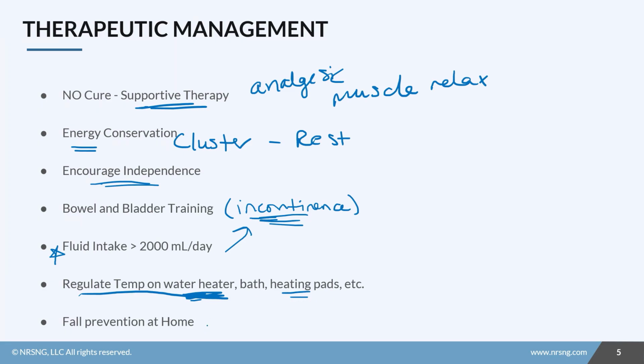And then again, because they have decreased sensation and slowed motor responses, they're actually at high risk for falls. So we want to make sure that we move cords, we remove rugs, and we really give them the best chance to be safe at home and prevent those falls.